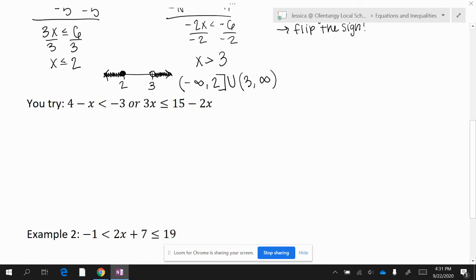Okay, on this one, I want you to try, and then I will have the answer up here, so go ahead and pause the video. I want you to try 4 minus x is less than negative 3, or 3x is less than or equal to 15 minus 2x. Go ahead and try it. Pause the video here.